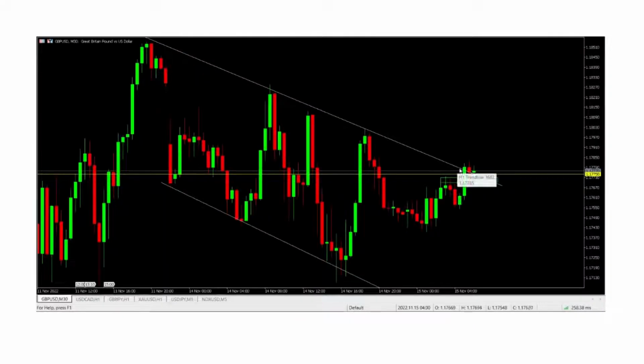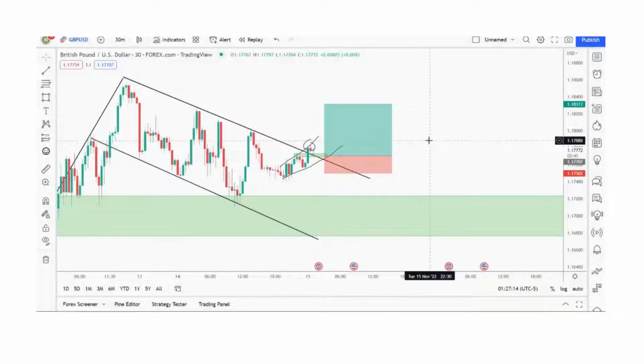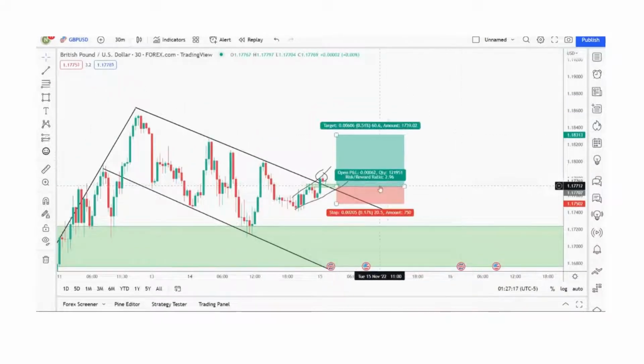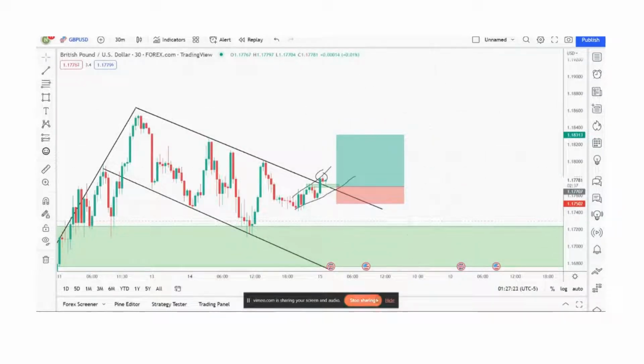Like I said, we already entered here, and our take profit is going to be at that level, and our stop loss is going to be at that level. So we will go ahead and check back in either when it's moving up towards our take profit or down towards our stop loss. So we'll check back in later.